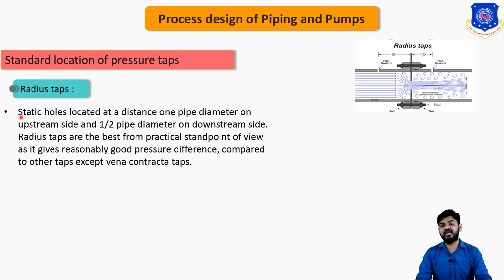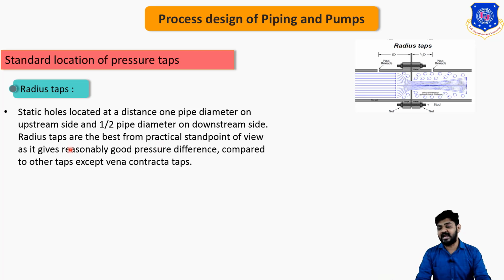You can see here static holes are being located at the distance of 1 pipe diameter on the upstream side and 0.5 pipe diameter on the downstream side, right? So you can see here this is the one diameter of the pipe. On the upstream side we are providing one hole, and on the downstream side at a half diameter we are providing another hole to measure the pressure drop. So in a radius tap we are providing the first hole at the 1 diameter distance on the upstream side, and the second hole is provided at the half diameter distance from this orifice plate in the downstream direction, right?